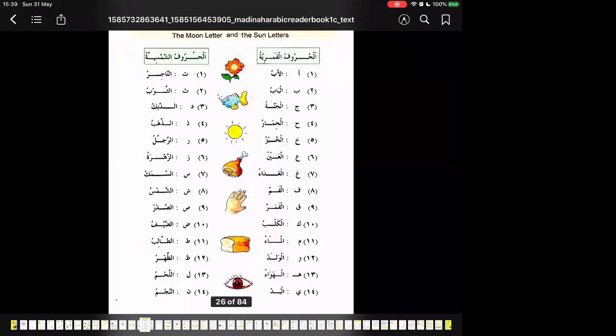Al-sadr, the chest. Al-dhayf, the guest. Al-talib, the student. Al-dhahar, the back. Al-laham, the meat. And Al-najm, the star. So in these 14 letters, which are called huruf al-shamsiyah, you notice that we didn't pronounce the lam even though it's written there. Even though it's written al-tajir, we didn't say al-tajir, we said at-tajir. In other words, we joined the alif with the next letter and the lam became silent.